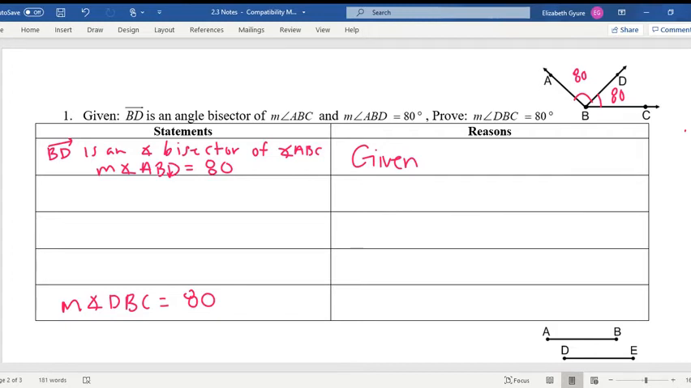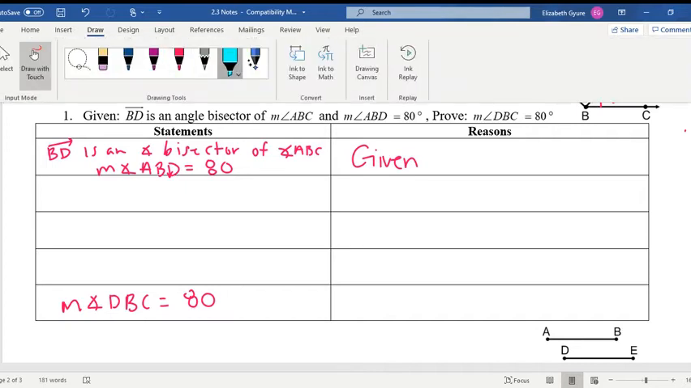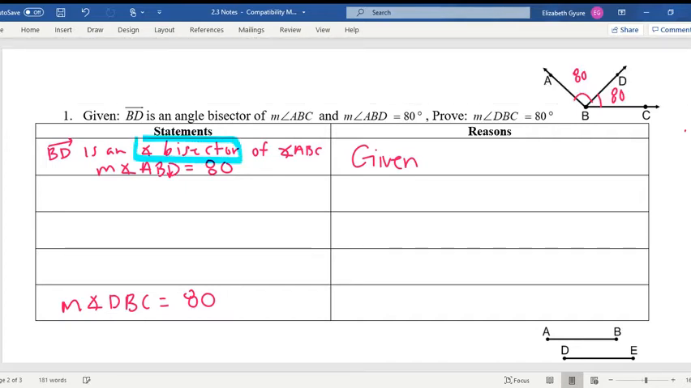So let's use our context clues. Always look and see, was I given a definition, right? What do I know? In your given, were we given a definition? Yeah, what vocab word? Angle bisector, right? Good. I only say specifically because there's also segment bisectors and they're a little different.